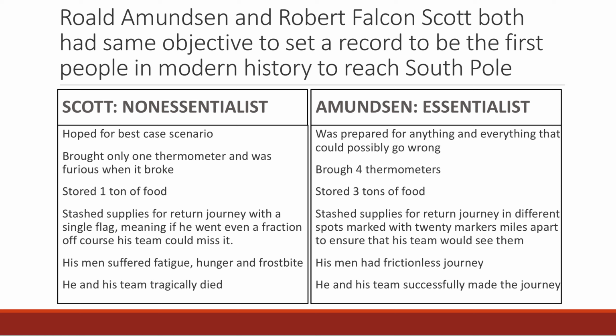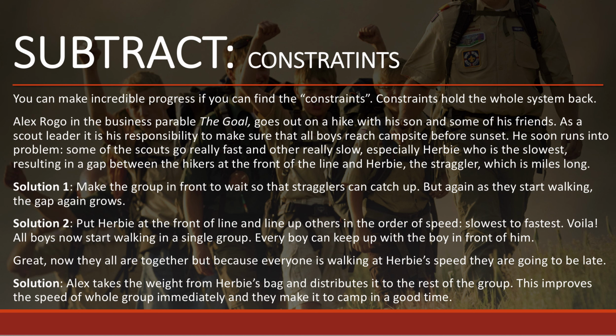Scott's men suffered fatigue, hunger, and frostbite, whereas Amundsen's men had a frictionless journey. Scott and his team tragically died, whereas Amundsen and his team successfully made the journey. Now you know why buffering is so important. Let's go to the next part, which is subtract the constraints.